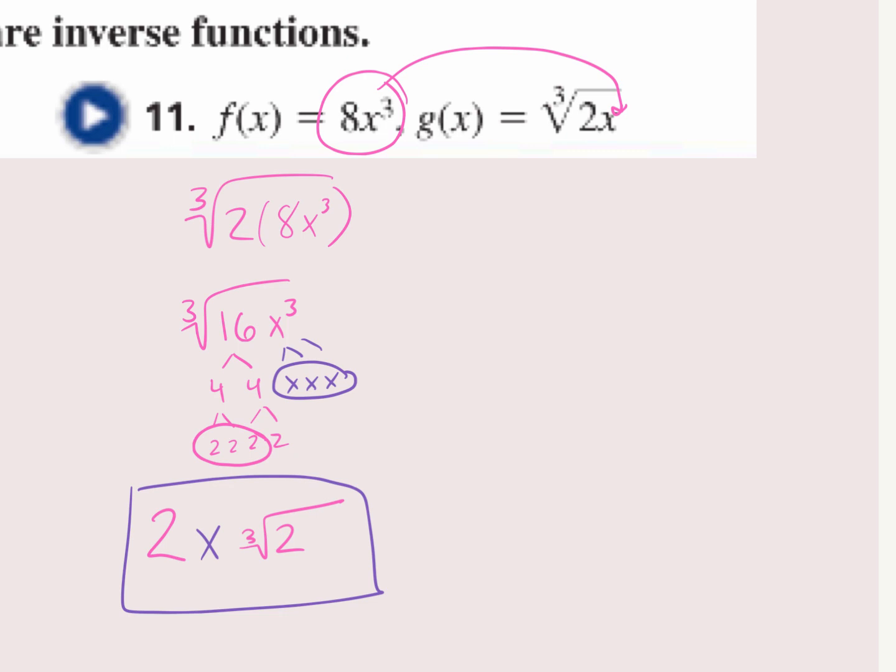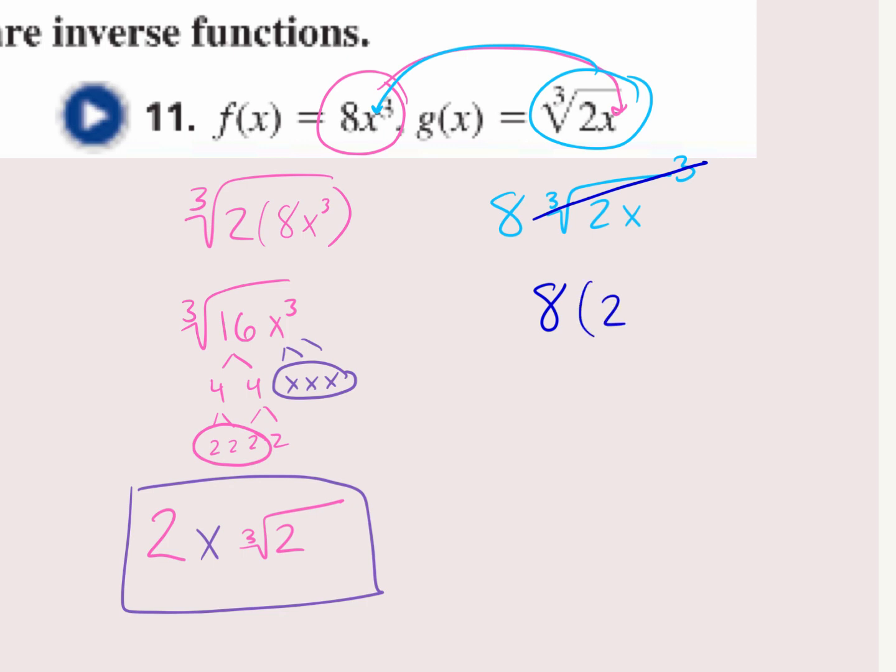What do I have to do next? Do it the other way. So I'm going to take g and plug it into the x there. So I have 8 times the cubed root of 2x cubed. Anything cancel here? The cubed root and the cubed will cancel. So then I have 8 times 2x. What would I do next? I can just multiply 8 times 2, so 16x. So this is as simplified as I can get here.